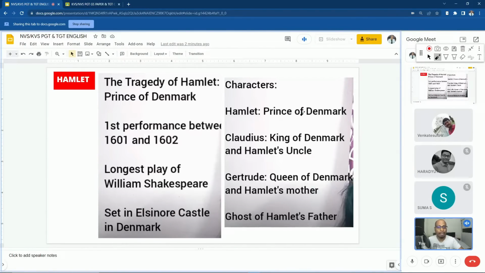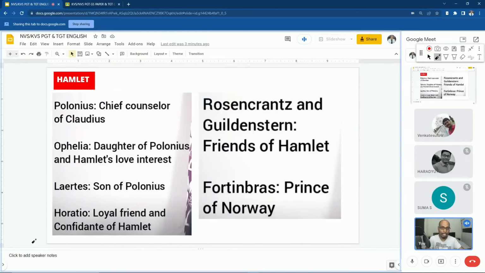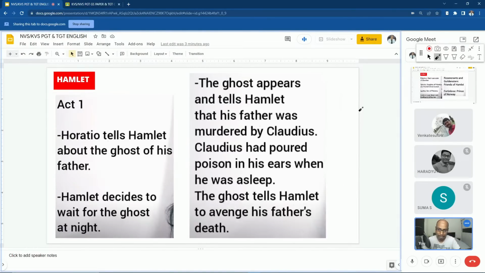The characters are Hamlet, Prince of Denmark; Claudius, the King of Denmark and Hamlet's uncle; Gertrude, the Queen of Denmark and Hamlet's mother; and the Ghost of Hamlet's father. Then we have Polonius, the chief counselor of Claudius; Ophelia, daughter of Polonius and Hamlet's love interest; and Laertes, son of Polonius. Horatio is the loyal friend and confidant of Hamlet. Confidant means friend. Rosencrantz and Guildenstern are the childhood friends of Hamlet. At the end of the play, the prince who came from Norway, Fortinbras, becomes the king of Denmark. And then the story runs in this way in Act 1.